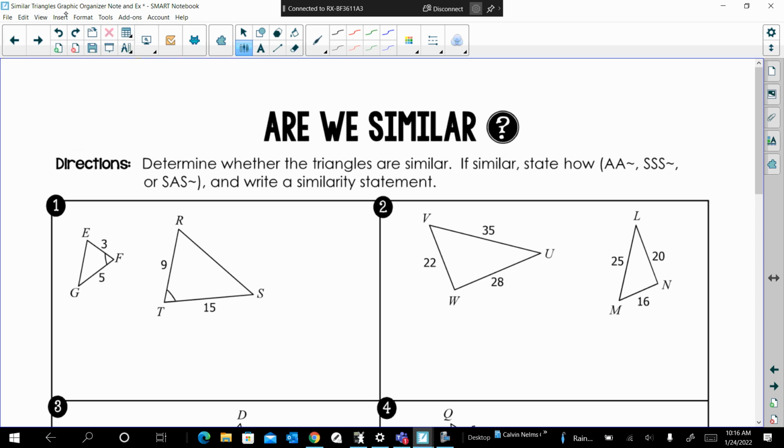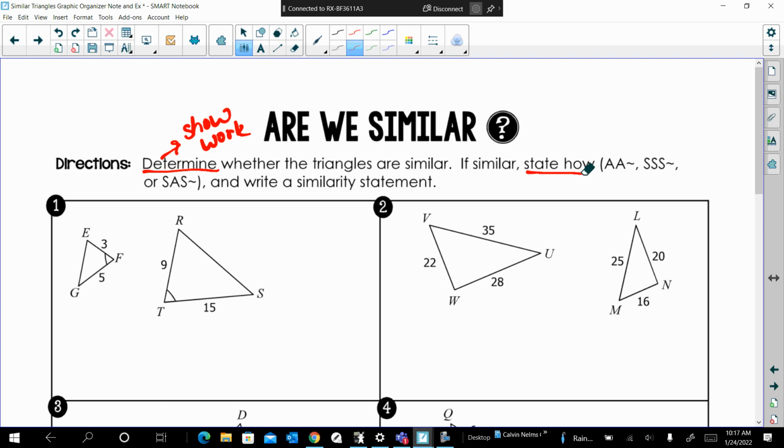Trying to give you an example of all types and what you have to show on each to receive credit. So I am checking all 1 through 8, but I'm going to do hopefully about half of them with you. Okay, so it says right here, determine whether triangles are similar. Because this is determine, this part you have to show work in order to determine. If similar, state how.